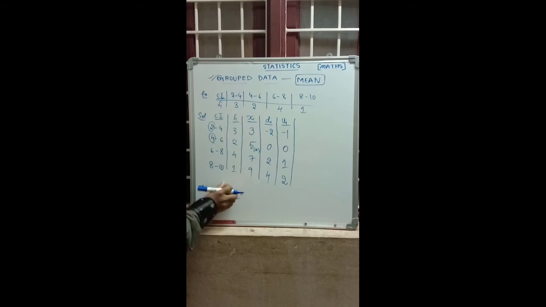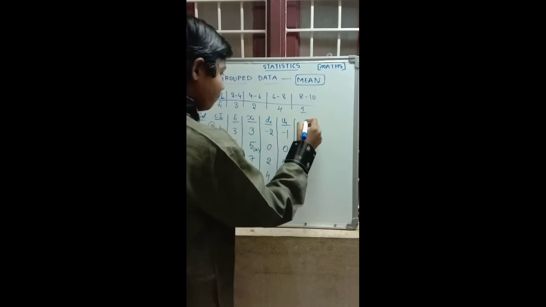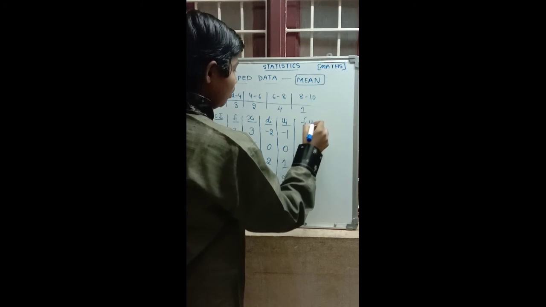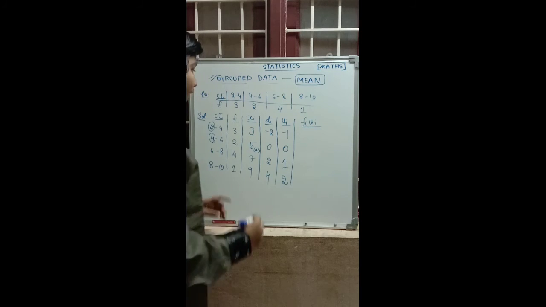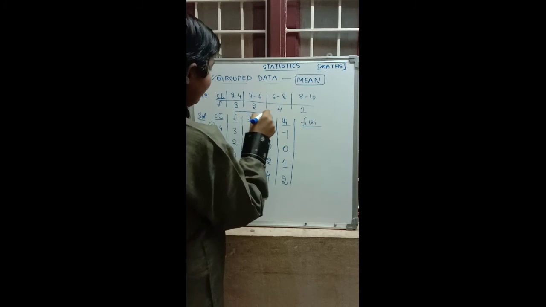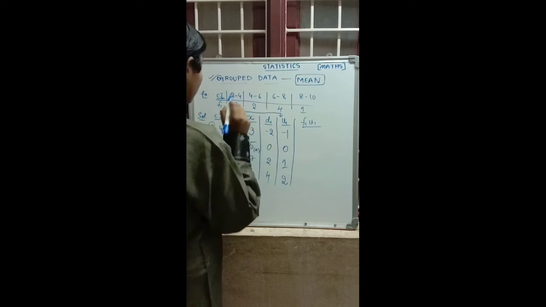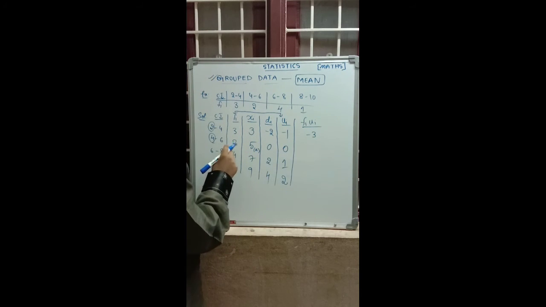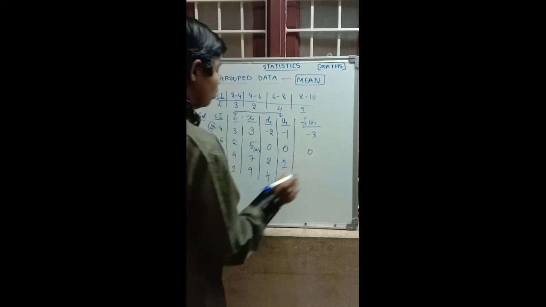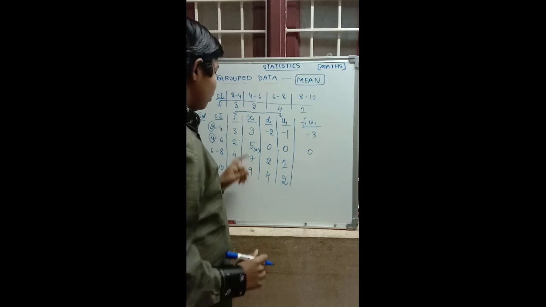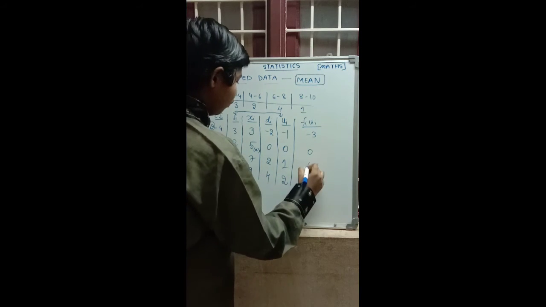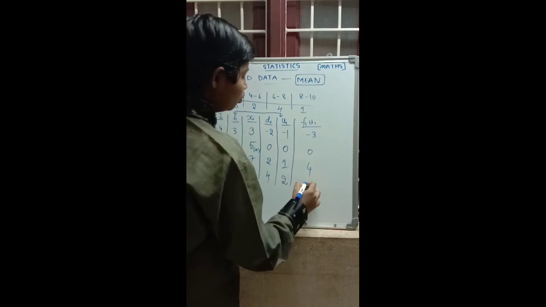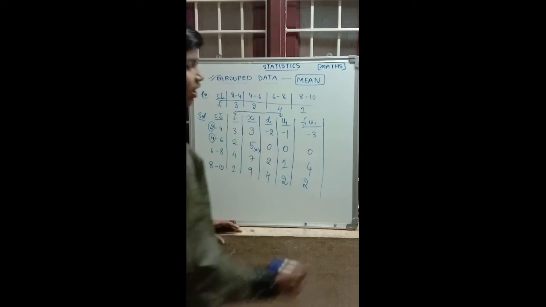Now we have to find fi into ui, the fi column and the ui column. 3 into minus 1, minus 3. Anything into 0, 2 into 0, 0. 4 into 1, 4. 1 into 2, 2. These are the fi ui values.